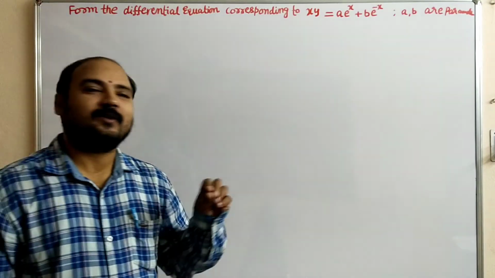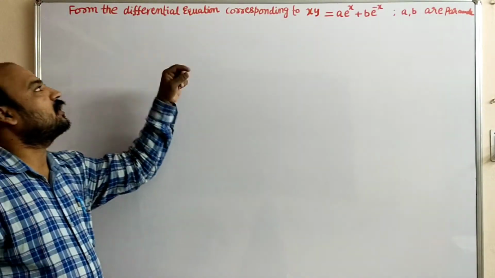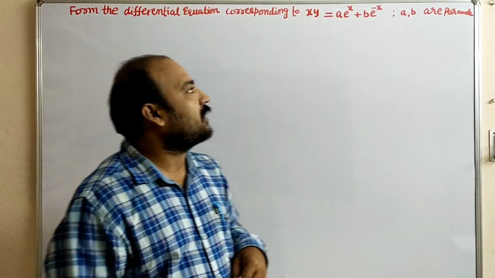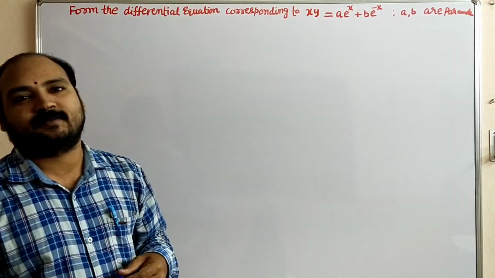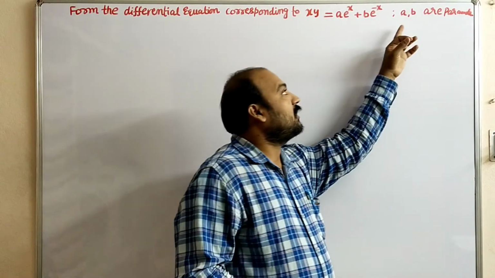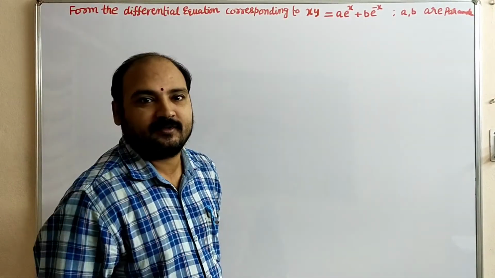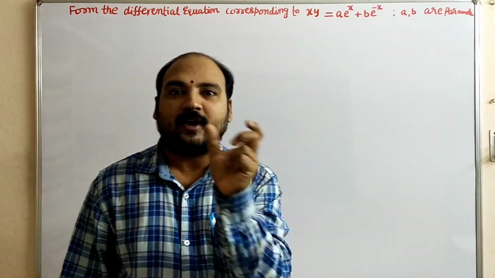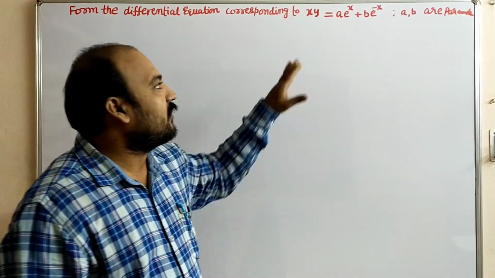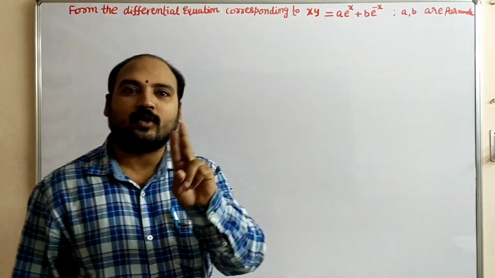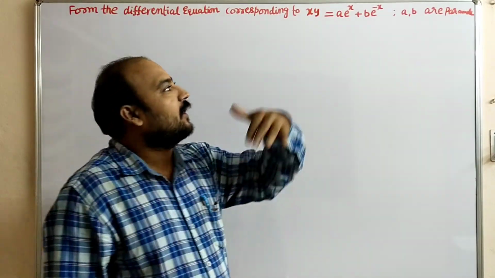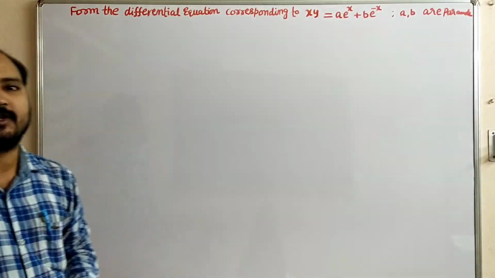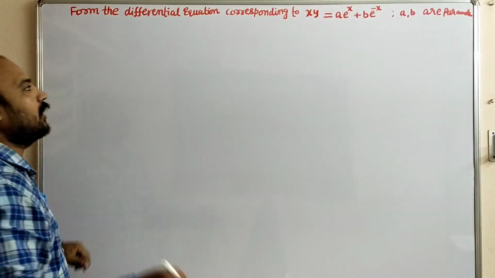The next question. Form the differential equation corresponding to xy = a e^x + b e^(-x). Observe that here a, b are parameters. How many arbitrary constants are there? A, b, two arbitrary constants are there. So whenever two arbitrary constants are there, you have to differentiate two times and eliminate the arbitrary constants to get the differential equation. So first, you have to write the given equation.